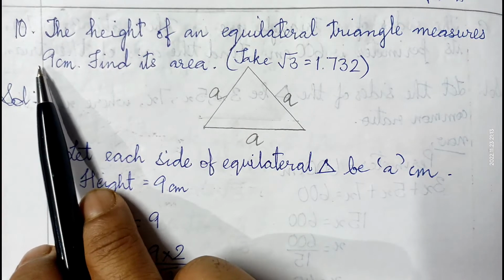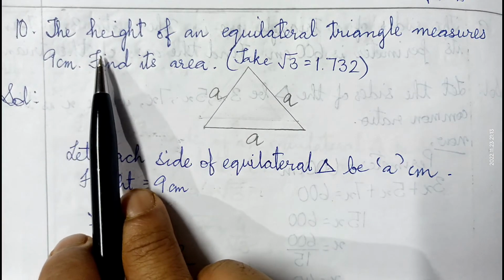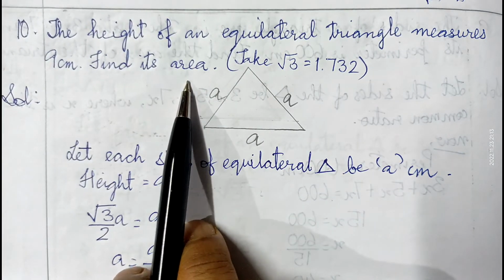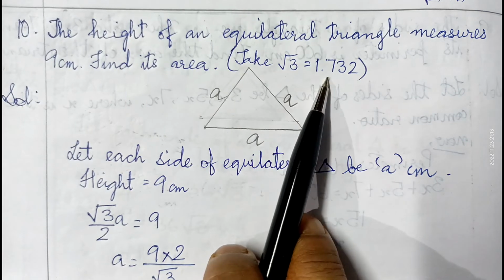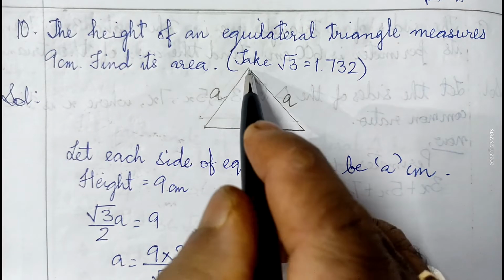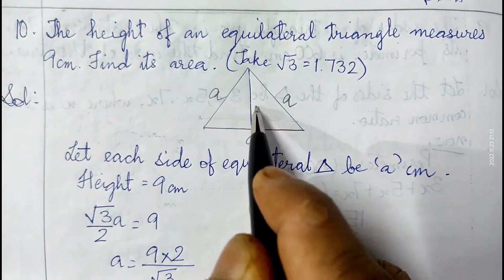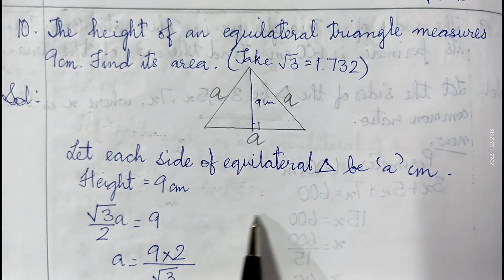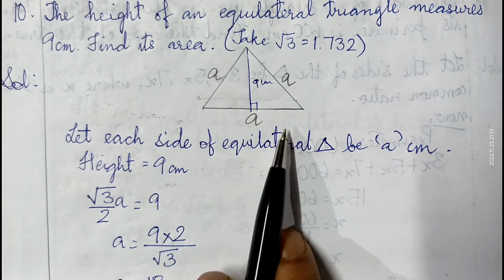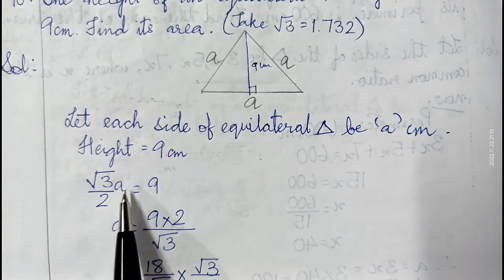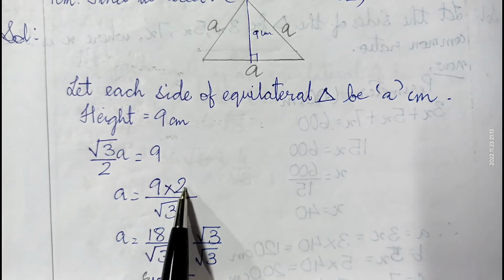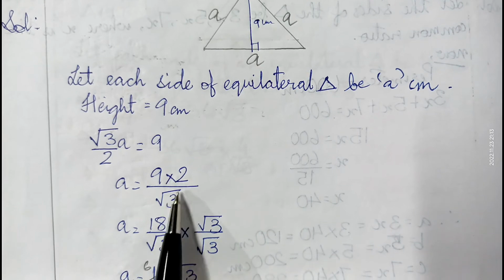Question number 10, which is the last sum from 12A. The question is: the height of an equilateral triangle measures 9 centimeter. Find its area, and here we have to take root 3 equals 1.732. Suppose this is the equilateral triangle and it is given that its height is 9 centimeter. So let each side of the triangle be A, and the height here is 9 centimeter. We know the height of an equilateral triangle formula is root 3 by 2 into A, which is 9. So A will be 9 into 2 divided by root 3, that is 18 by root 3.